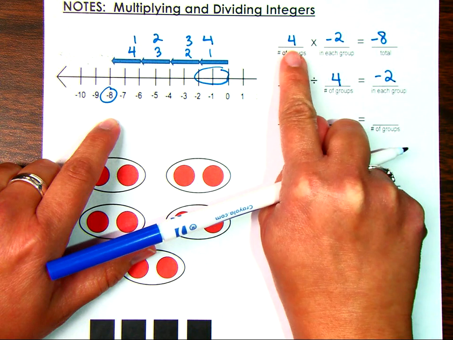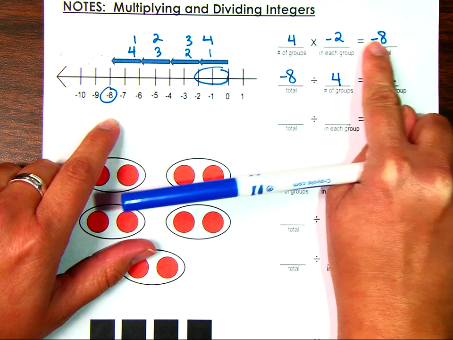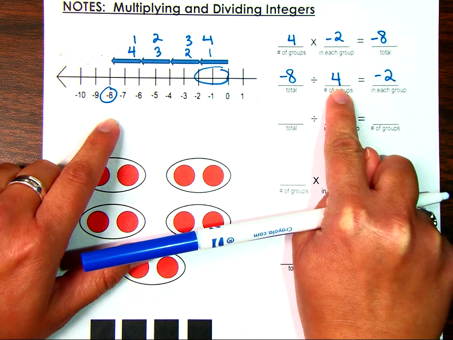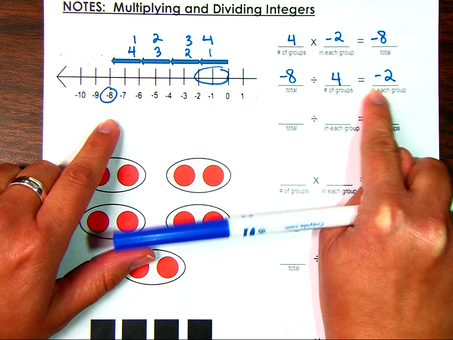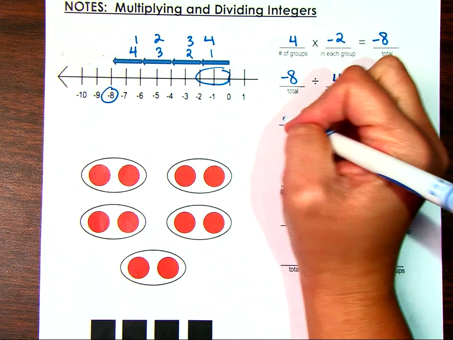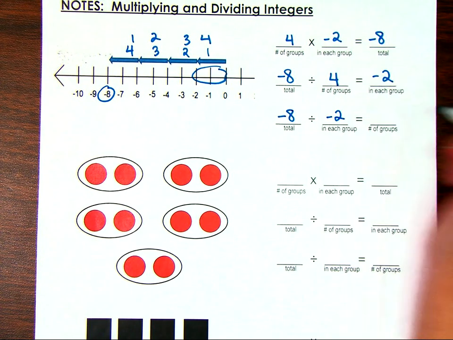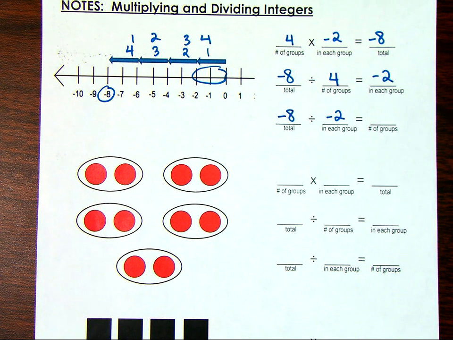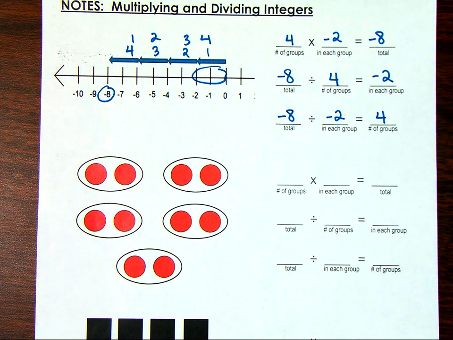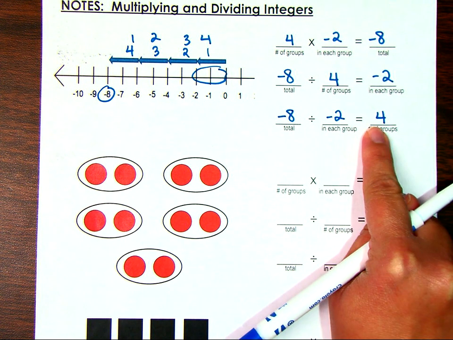So we can see with the representation that a positive times a negative results in a negative. A negative divided by a positive results in a negative. And we can see that with that picture. So let's try it another way. Well, if we have a total of negative 8, and in each group they were negative 2, 2 negatives in every group, that means we have 4 equal groups. So this means a negative divided by a negative is a positive.